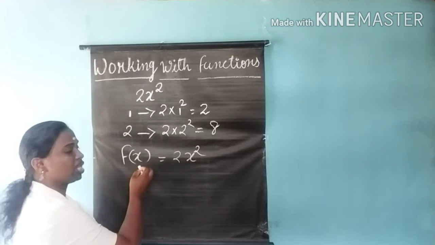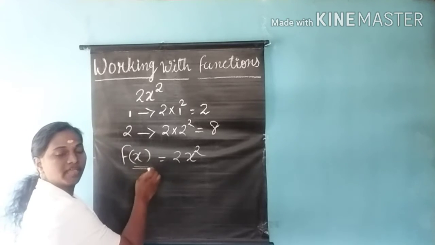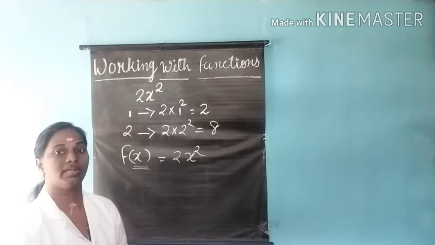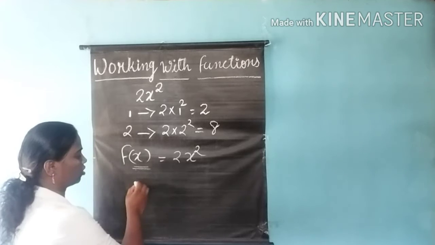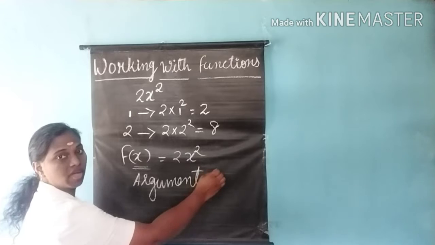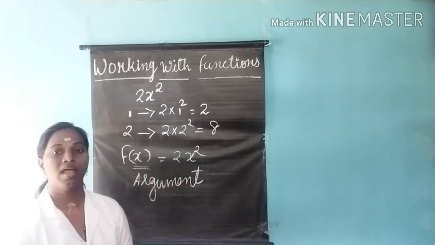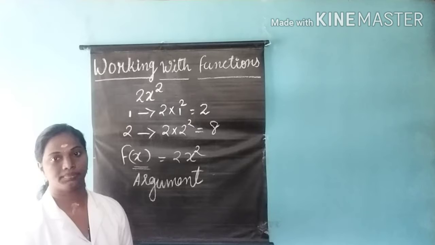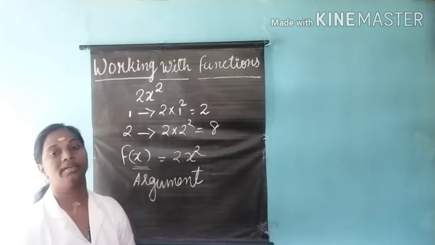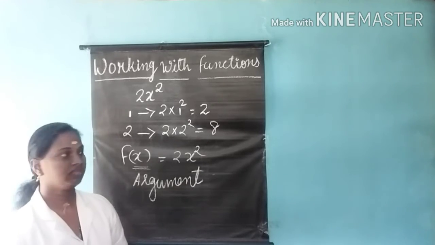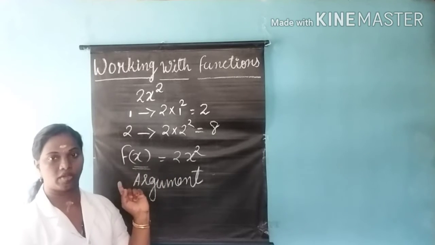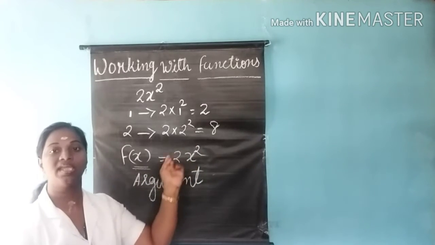So what value you apply here, what value you are passing to this f of x, that is called an argument. The values or the parameters that you are passing to a function are called arguments or parameters. So we can say that this 2x square, f of x equal to 2x square, is a function.